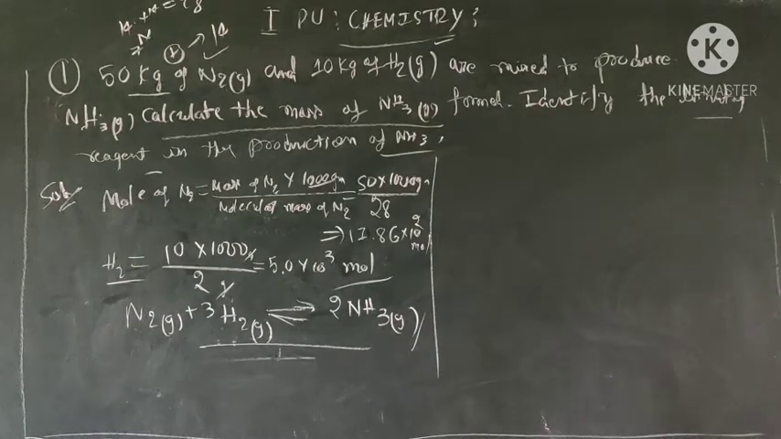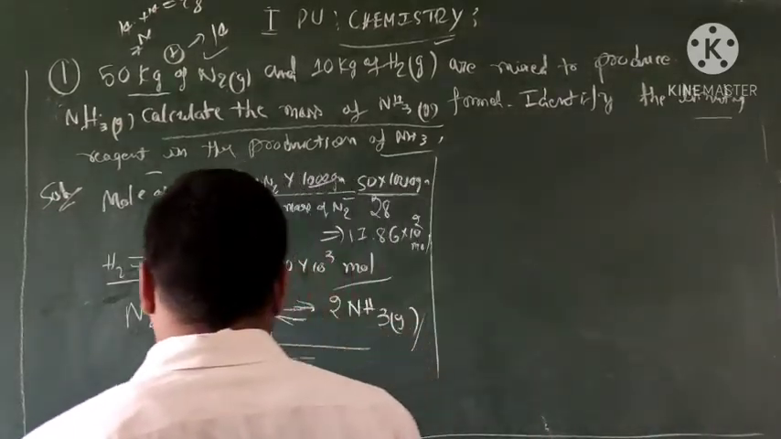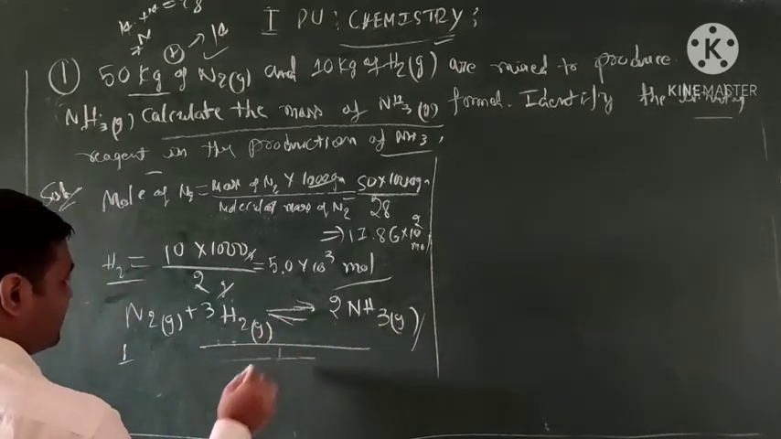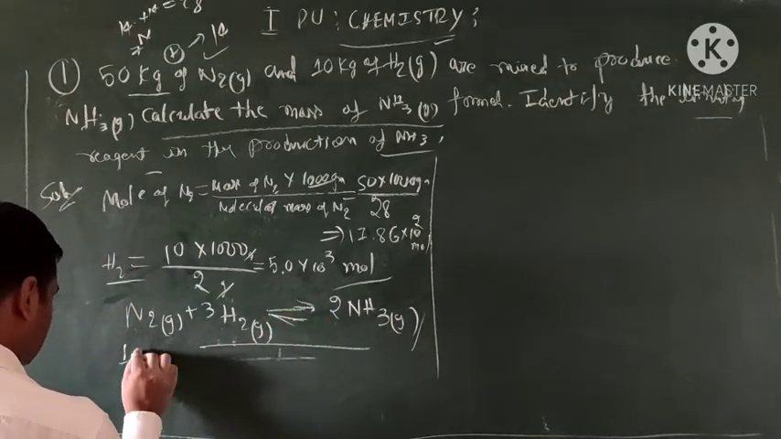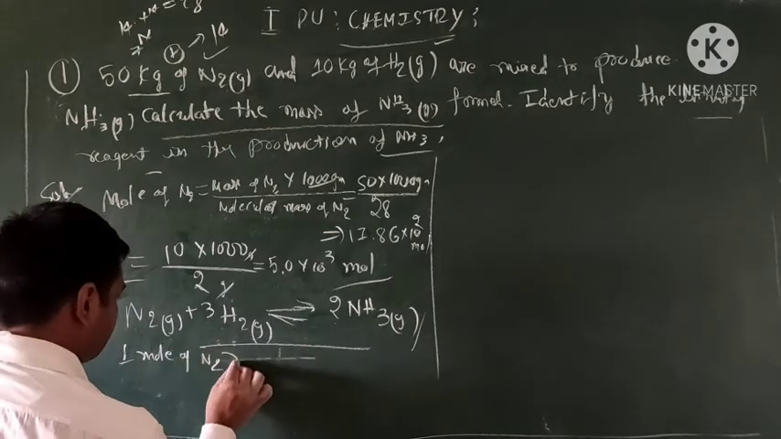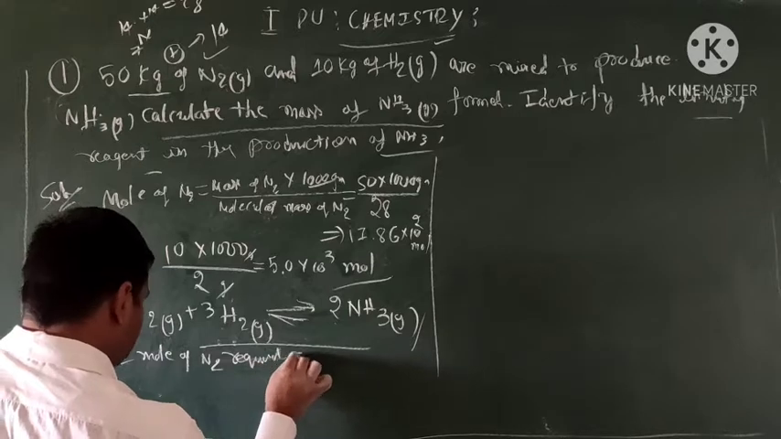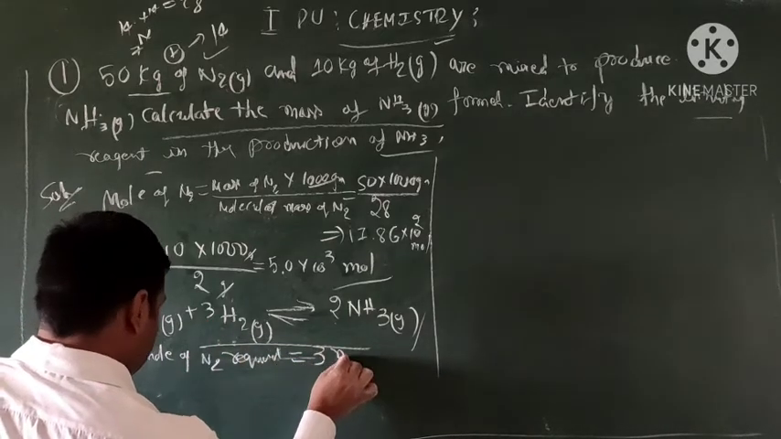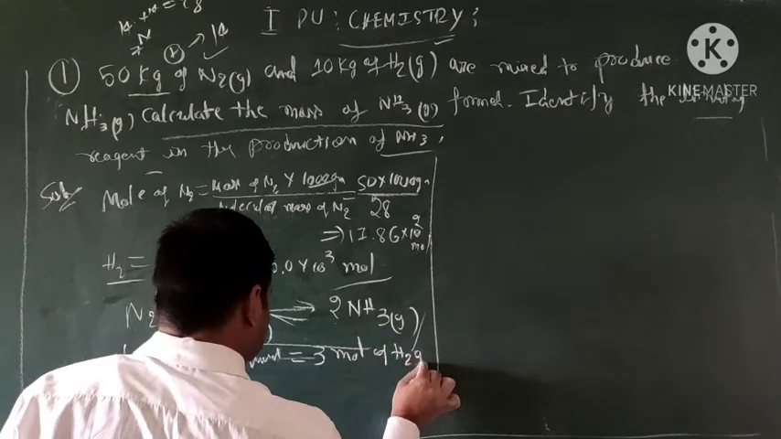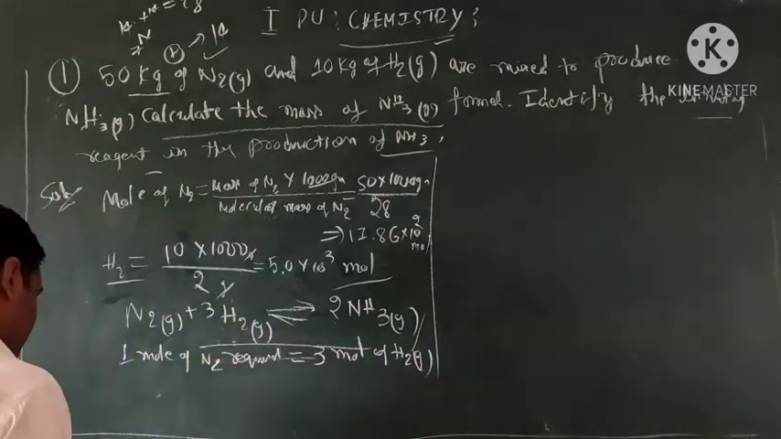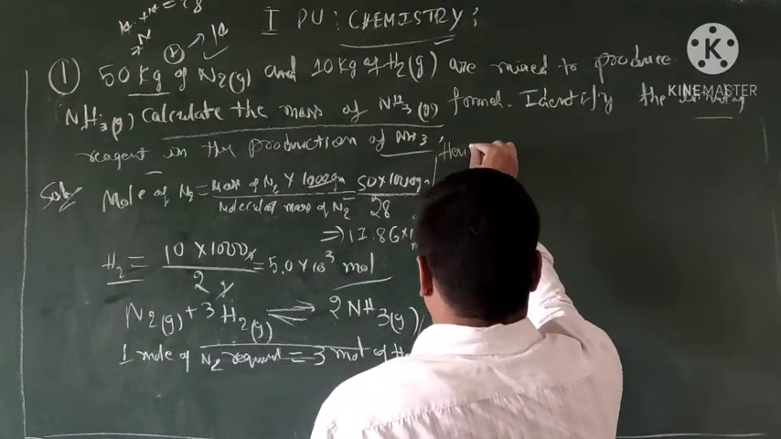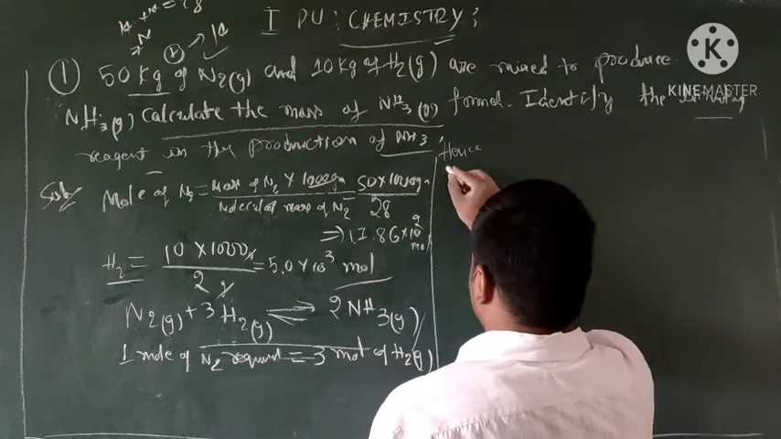Let me explain about 1 mole of nitrogen. Okay, see, this is 1 mole, this is 3 moles. This is giving 2 moles of ammonia gas. So 1 mole of N2 requires how much? 3 moles of H2 gas. 3 moles of H2. So now you write it.